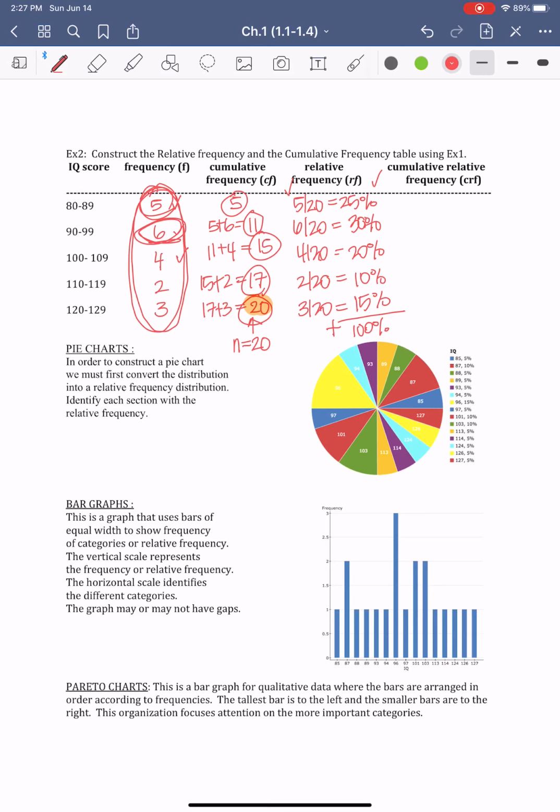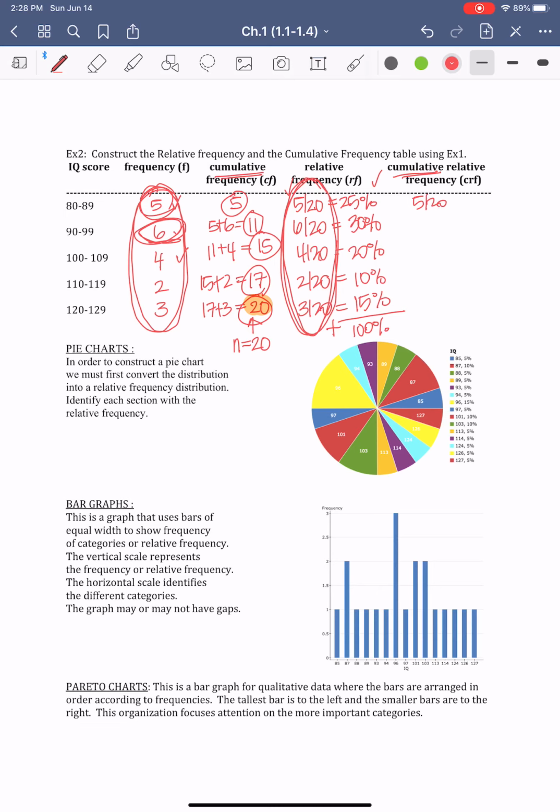Cumulative relative frequency. The word cumulative means summing up. What are we summing up? Relative frequency. So I'm going to be summing up this column. You can again leave it as a fraction or percent. First one, 5 out of 20, because there's no previous frequency.